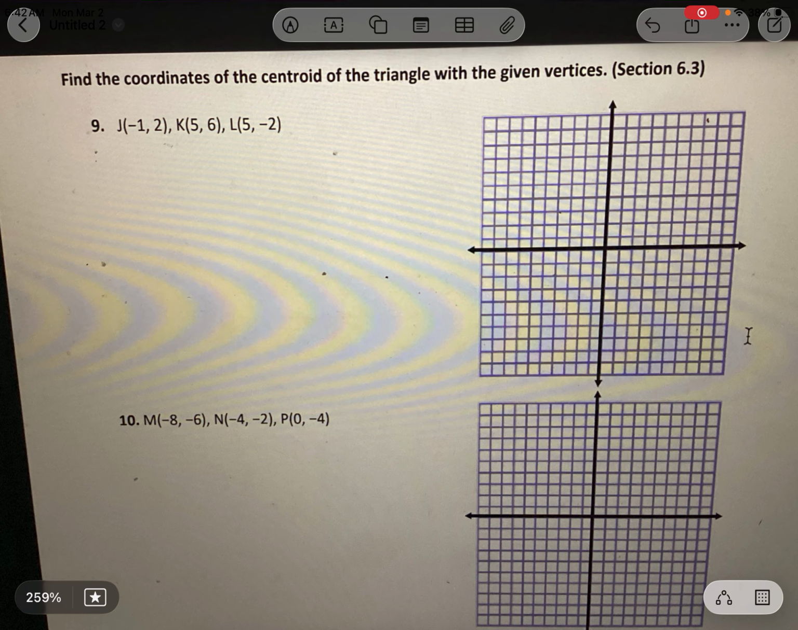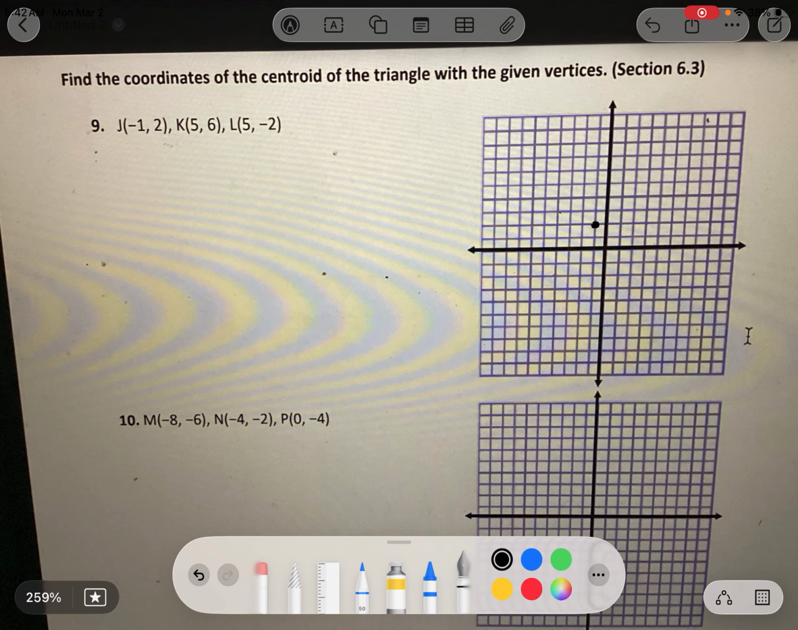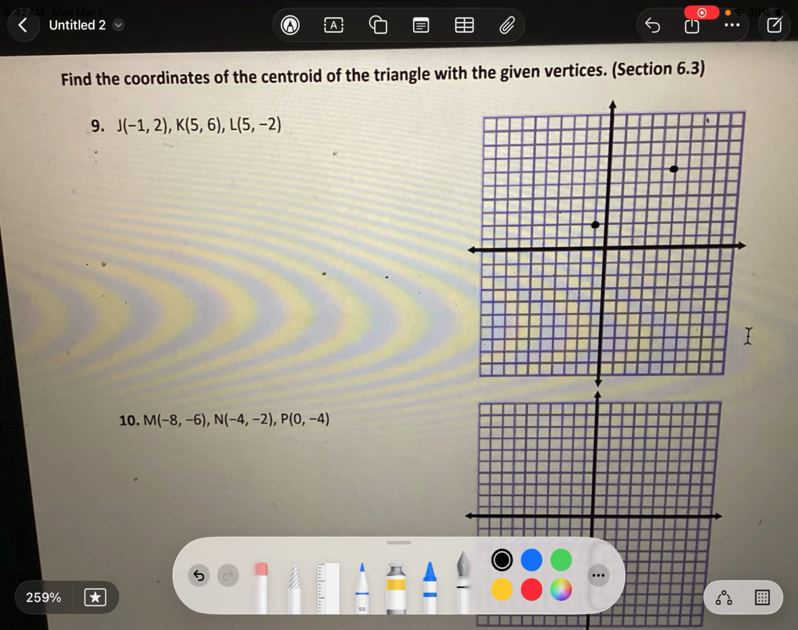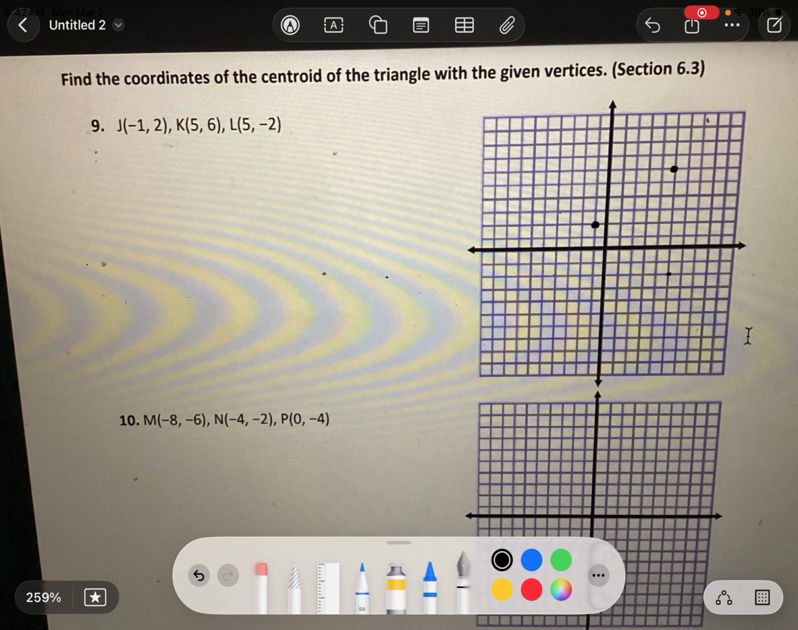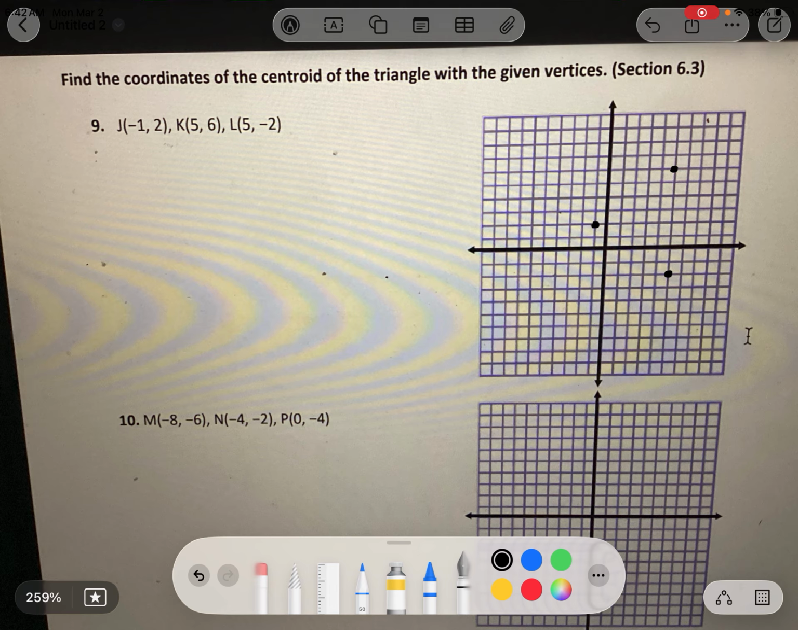Now, for a centroid, it is a median. So remember what a median does: it goes to the opposite side and cuts it in half. So first thing we're going to do is plot those points. So negative 1, up 2: 1, 2, 3, 4, 5, 6. And then over 5 and down 2. If I connect the dots as best I can.